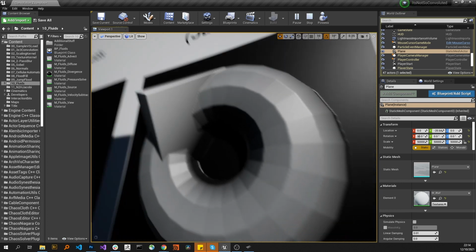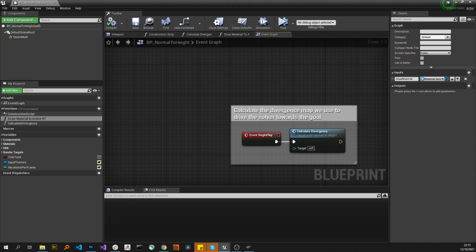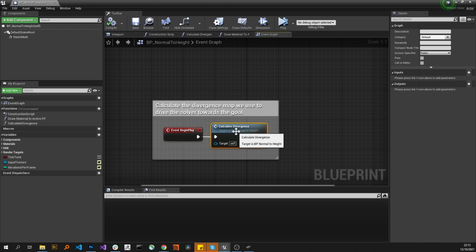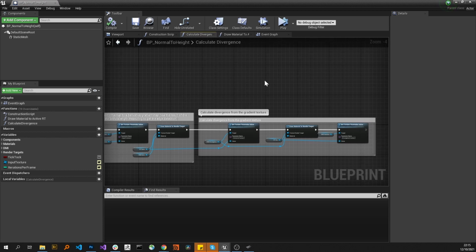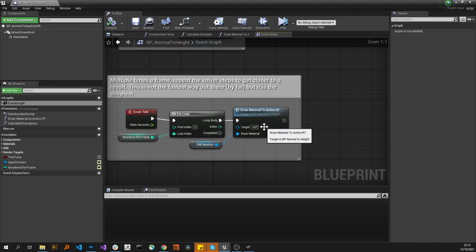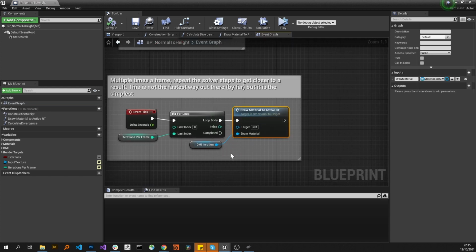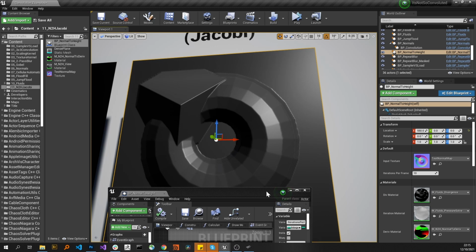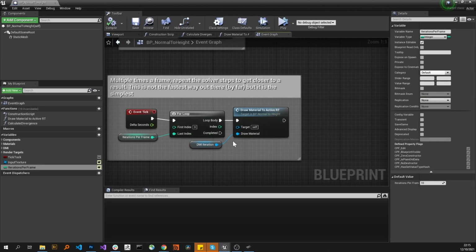So let's have a look at what we need. The way this one is set up is that on begin play, we calculate the divergence, and then after we've calculated the divergence, every frame we keep doing another number of Jacobi iterations. I think we are doing somewhat upwards of 10 per frame. So it accounts for quite a lot when you sum up over all the frames that we are waiting until we're seeing a good result, but that is the shortcoming of Jacobi iterations.